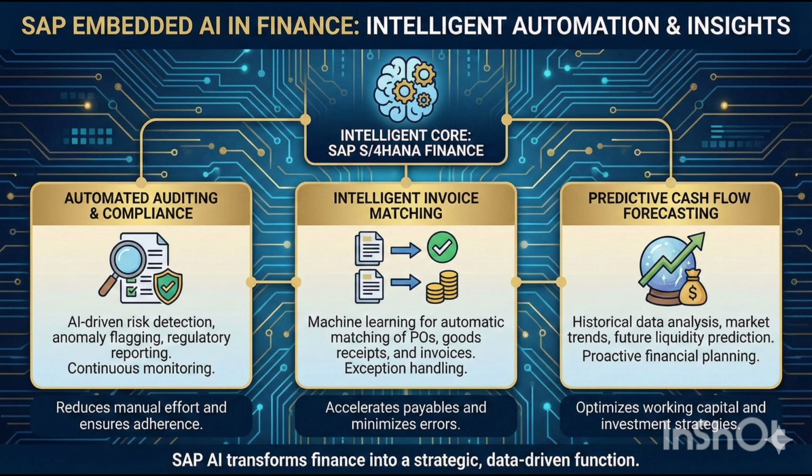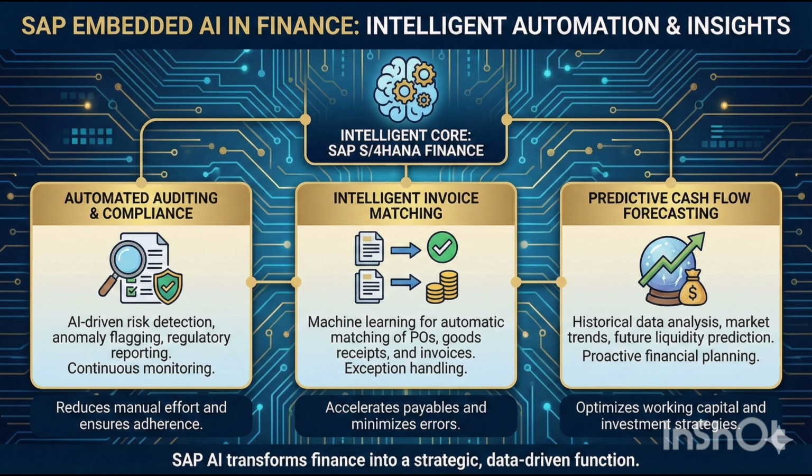Moving forward, we have SAP Embedded AI in finance. It is used for intelligent automation and insights. It has three main uses: automated auditing and compliance, intelligent invoice matching, and predictive cash flows. In automated auditing and compliance, it reduces manual effort and ensures adherence. In intelligent invoice matching, it accelerates payables and minimizes errors. In predictive cash flow forecasting, it optimizes working capital and investment strategies. So SAP AI transforms finance into a strategic and data driven function.